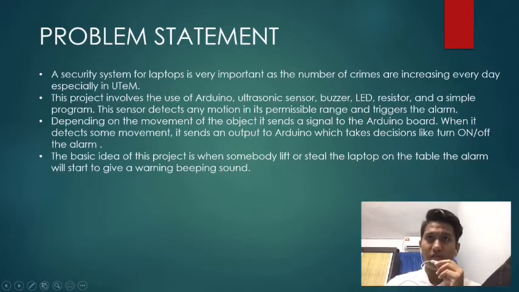This project involves the use of an Arduino, ultrasonic sensor, buzzer, LED, resistor, and a simple program. This sensor will detect any motion in its permissible range and trigger the alarm. Depending on the movement of the object, it sends a signal to the Arduino board. When it detects some movement, it sends an output to the Arduino, which takes a decision like turning the alarm on or off. The basic idea of this project is when somebody steals the laptop from the table, the alarm will start to give a warning beeping sound.